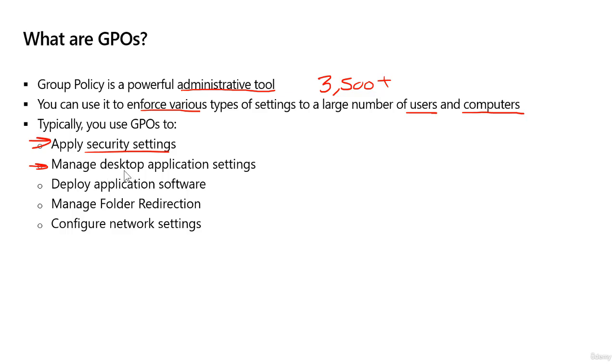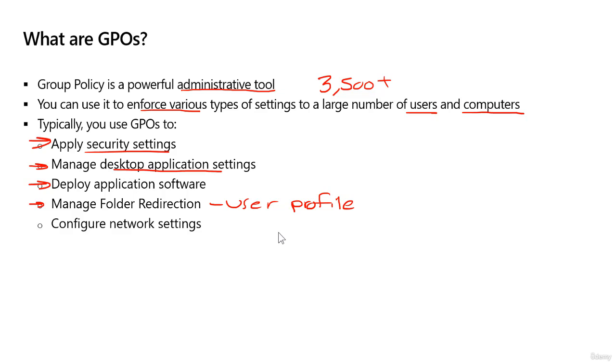We also can use this to manage desktop application settings. We can even use this to deploy applications. We have settings that cover folder redirection, which is pretty common that companies actually use this. This is the ability to take your user profile, and I can have certain directories in your user profile, like your documents folder. I can have that redirected to a share. So anything you ever save to documents is actually mapped out to a shared folder.